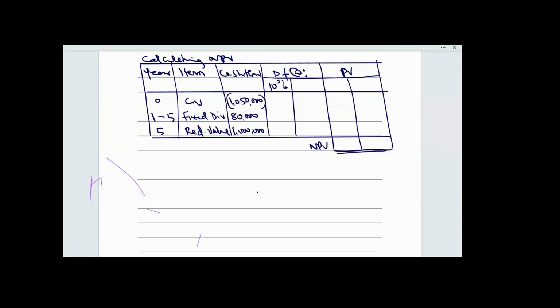Now, we want to determine the present value. To get the present value, you are supposed to multiply the discount factor with the cash flow. For year 0, the discount factor is usually 1. 1 multiplied by 1,050,000 will give us 1,050,000. Let me increase the space.